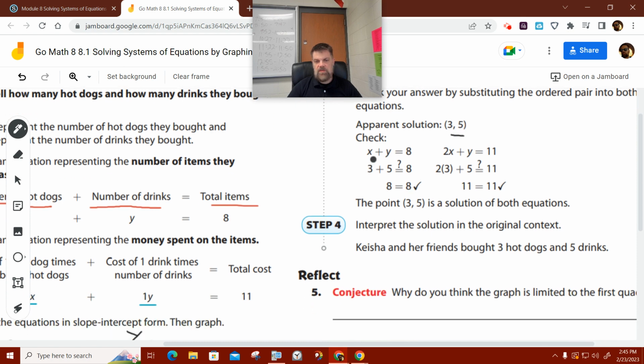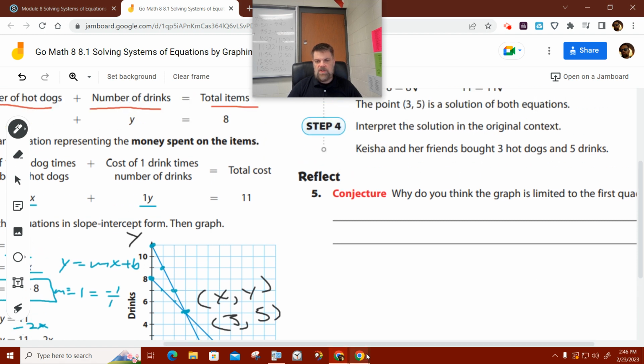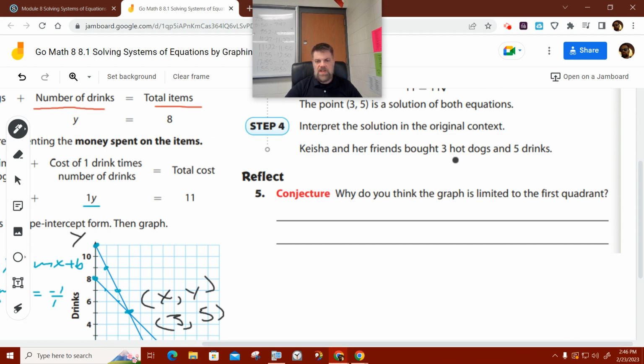When they plug it in, the first equation, x equals 3, y equals 5, does it add up to 8? Yep. 2 times x, if x equals 3, plus 5, it should add up to 11. What's 2 times 3? 6. What's 6 plus 5? 11. So it says, interpret the solution in the original context. Well, it's 3 hot dogs, right, because that was the x value, and 5 drinks, because that's what y represented, right? And it says, why do you think the graph is limited to the first quadrant?